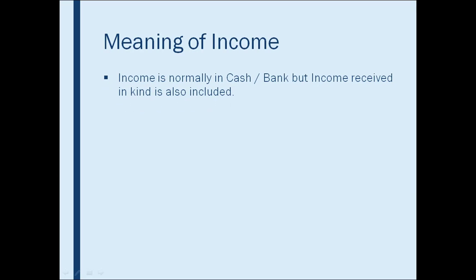So normally you would receive income in cash, or customers would pay you by check. But even if you have received income in kind, that also is included. For example, if your employer provides you a rent-free house, so part of the amount he is paying in salary and partly he is giving you a rent-free house. So how does this work? The Income Tax Act says that whether you are paid in cash or in kind, after all it is income, so we need to include that.